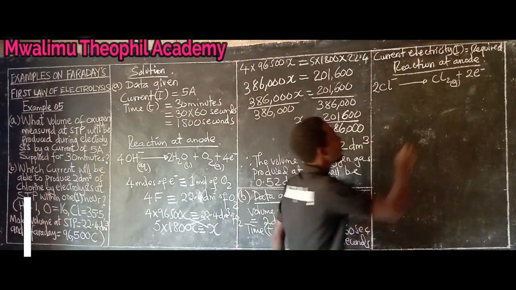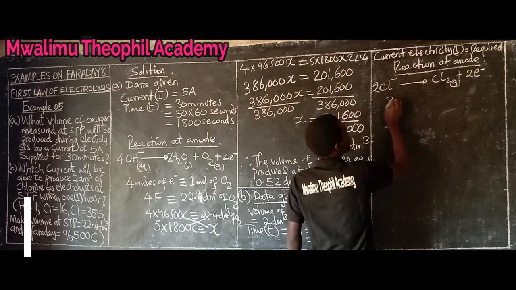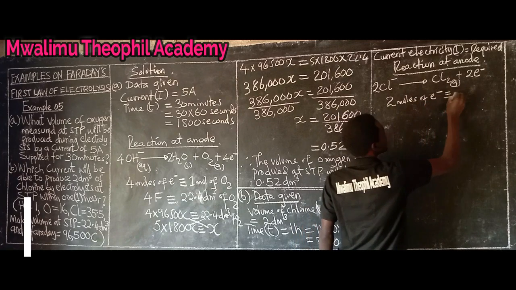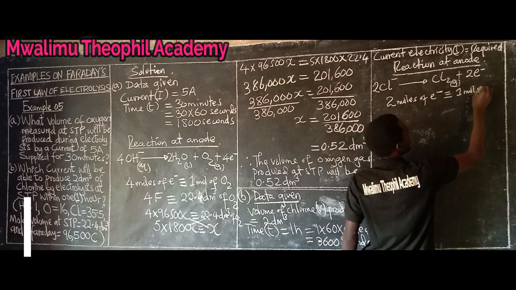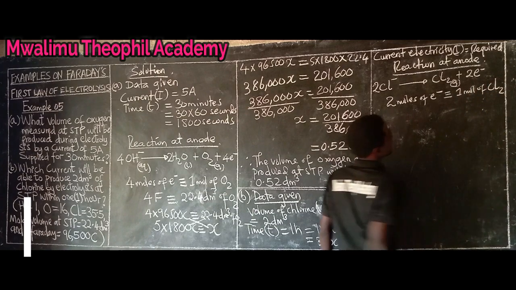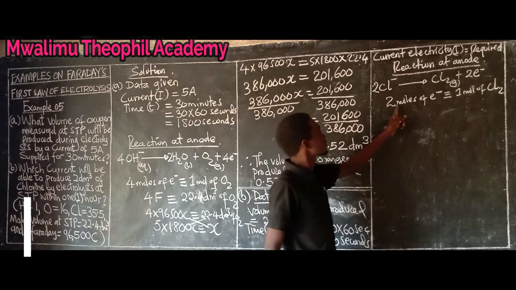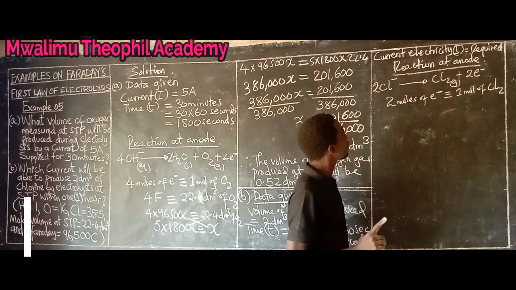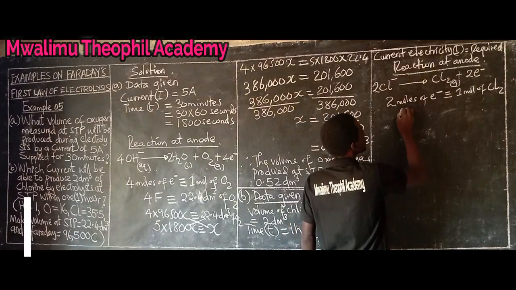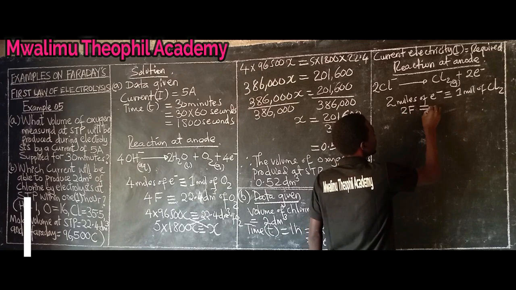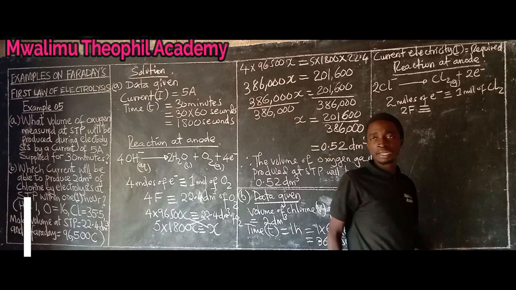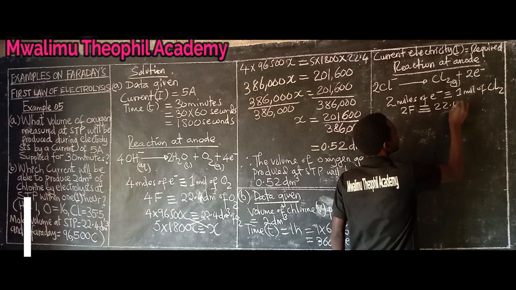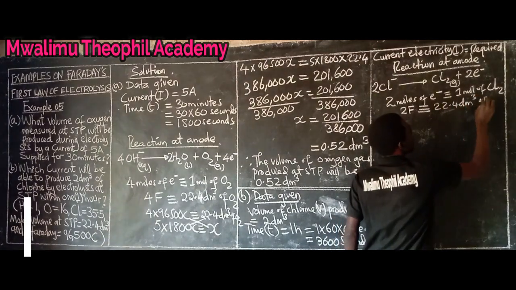Now, we relate the number of moles of electrons required and the number of moles of chlorine gas produced. From this equation, 2 moles of electrons are equivalent to 1 mole of chlorine gas. Let us convert the moles of electrons to Faradays. 1 Faraday is equal to 1 mole of electrons. So 2 moles of electrons will be equal to 2 Faradays. Now 2 Faradays will be equivalent to 1 mole of chlorine gas, which at STP is equal to 22.4 decimeter cubic of chlorine gas.